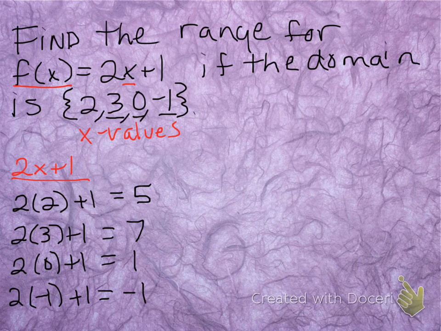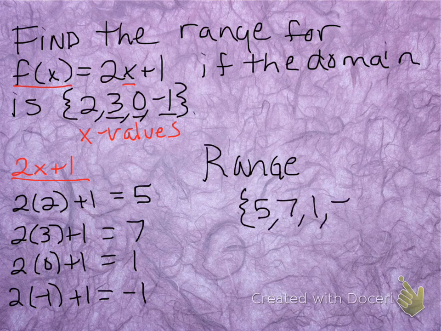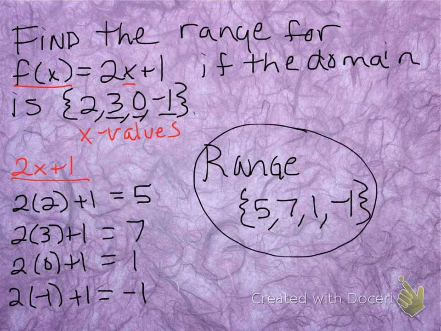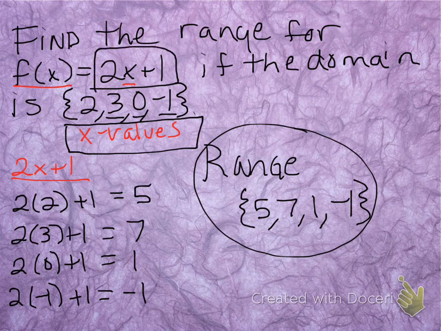So my domain is 2, 3, 0, -1, but my range is 5, 7, 1, -1. Okay, so all we did was plug in our x values into our function to be able to come up with our range.